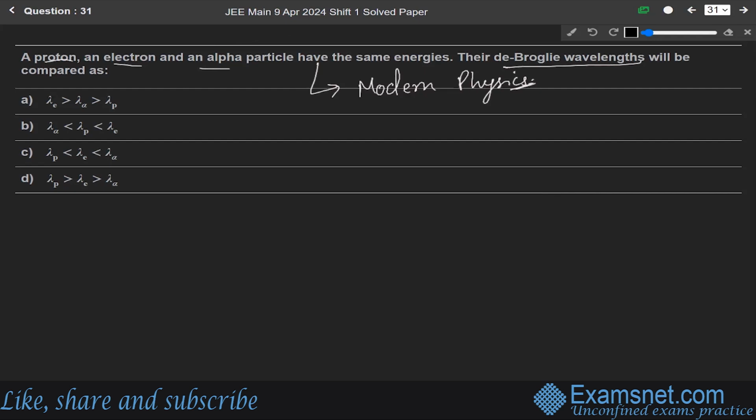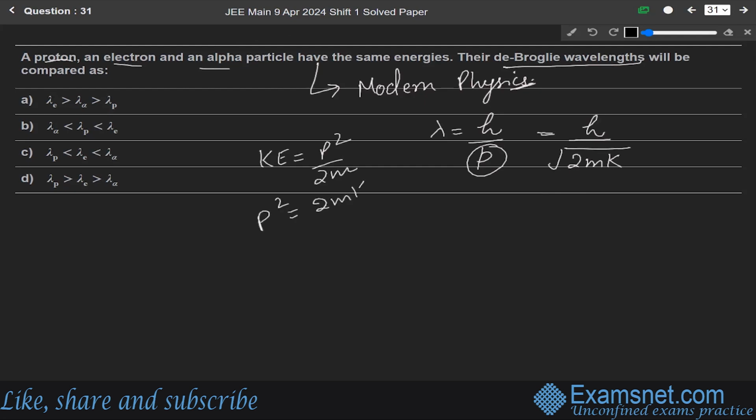Okay, so we know that the de Broglie wavelength can be written as lambda equals h over p, where h is the Planck's constant and p is the momentum of the particle. So for a proton, an electron and an alpha particle, it can be written as h over under root of 2m into kinetic energy k. Since we know that kinetic energy is p square by 2m, we can write p square equals 2m into kinetic energy. So p is equal to under root of 2mk. That's why we have written under root of 2mk in place of p.